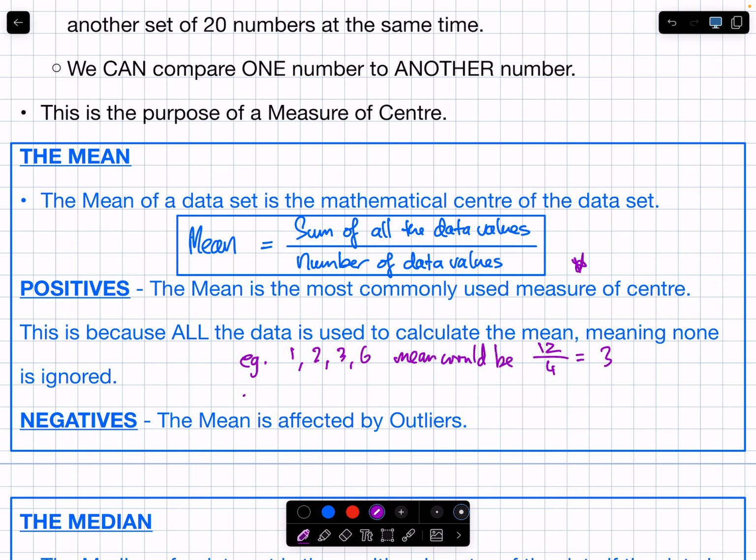But I want to demonstrate to you that the mean is heavily affected by outliers. If I did 1, 2, 3, if I wanted a number that was an outlier, very different from the data, give me a number that would be an outlier. 256, that's significantly different. What's the mean going to be? It's going to be 6 plus 256, 262 over 4. What's that going to be? 65.5.